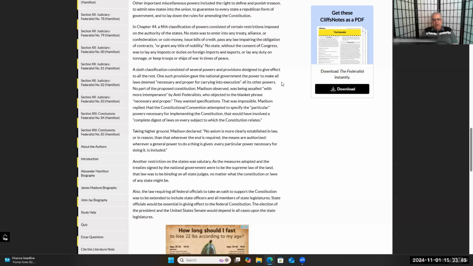Coin money, issue bills of credit, pass a law impairing the obligation of contracts, or grant any title of nobility. No state, without the consent of the Congress, was to lay any imposts or duties on foreign imports and exports, or lay any duty on tonnage, or keep troops. See, it just streamlines everything. And it's so much easier to control. It's so much easier to operate, right? If we're all doing it in a unified way. And I know the current administration, other administrations say we need to be unified. That, you can have differing of opinions. That's why I have different parties, right?